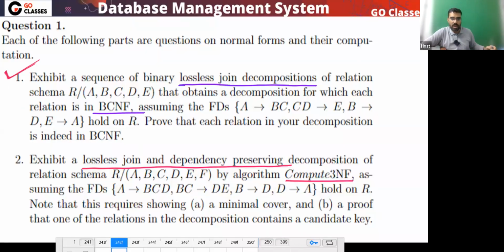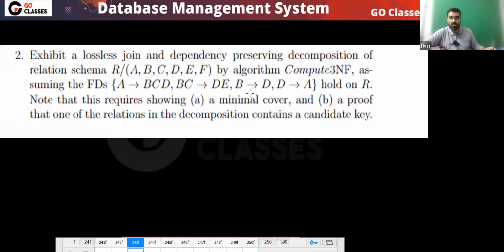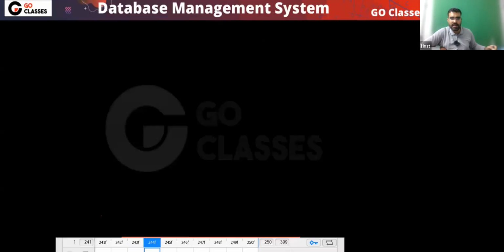Now let's see this second question. What the question is asking is: first you find the minimal cover and then you give a decomposition into 3NF. So can you do that? Okay, let's do this. Take your copy and pen.